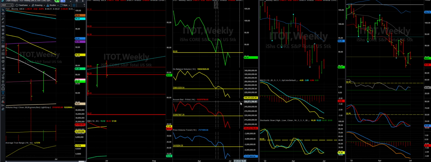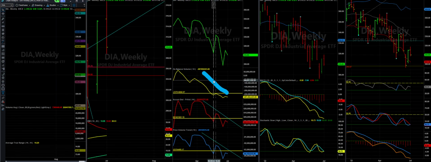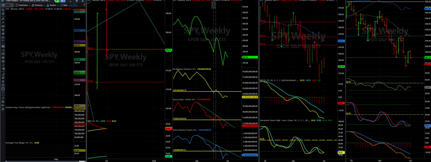The on-balance volume line is pointing straight down on all of them, pretty much. You see the ITOT is pointing straight down. If we look at the DIA, the on-balance volume line is still trending down. It's trying to flatten out just a little bit, but it's still trending down. If you look at the SPY, the on-balance volume line is still pointing straight down on the weekly chart.